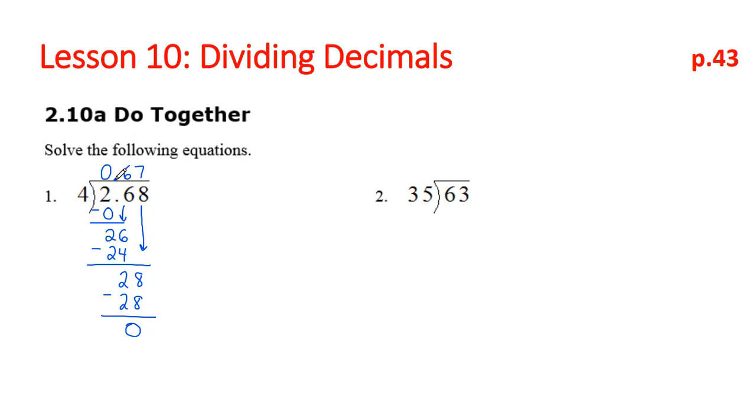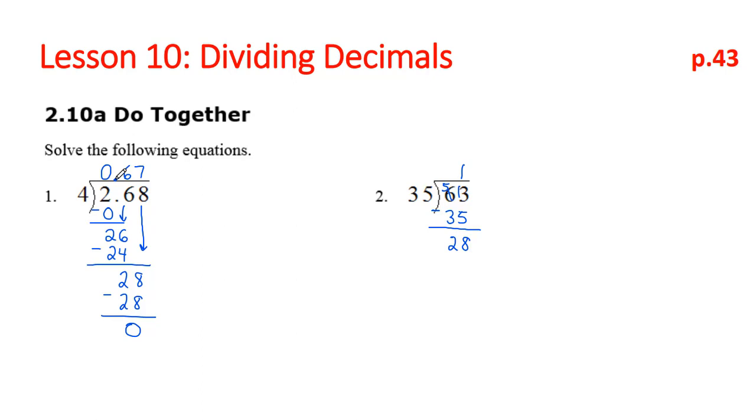For number 2, it looks like we just have whole numbers, but we'll quickly see that we can add a decimal point. Now 35 doesn't go into 6, but 35 does go into 63 only one time. 1 times 35 is 35, and we're going to subtract and see our remainder. 3 minus 5 requires borrowing. 13 minus 5 is 8, and 5 minus 3 is 2. At this point, we have a remainder of 28, but because we're dividing decimals, we are going to keep dividing, and we're going to add in the decimal.